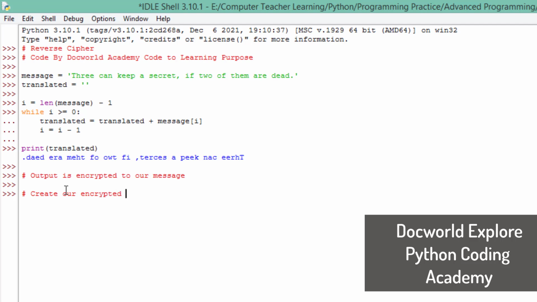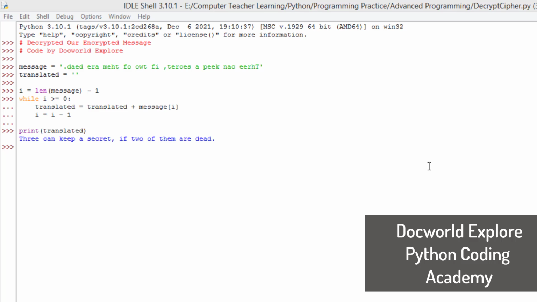encrypted message to decrypted form. So here is the decrypt of our encrypted message. This is our encrypted message.